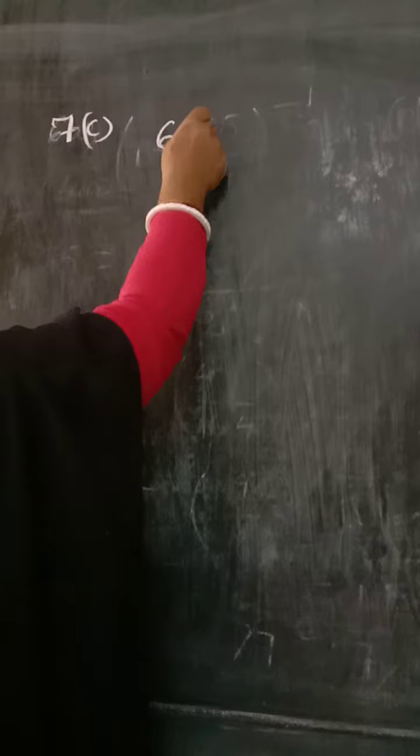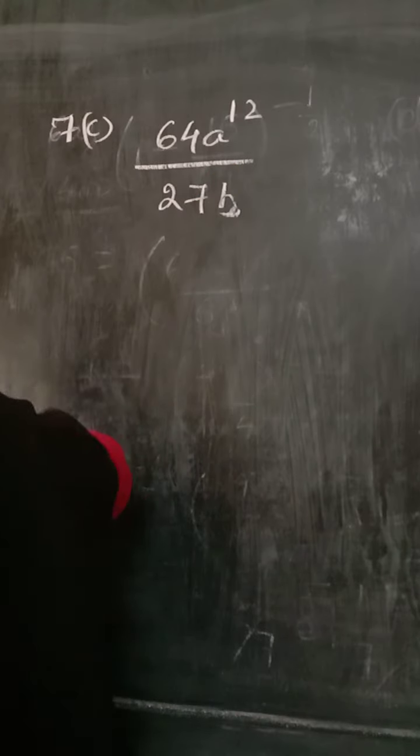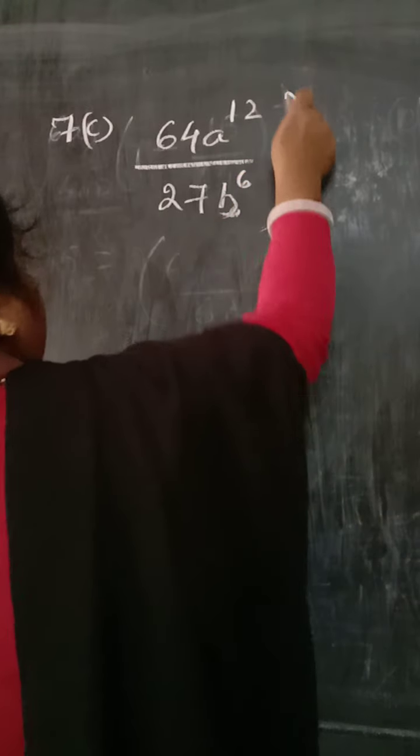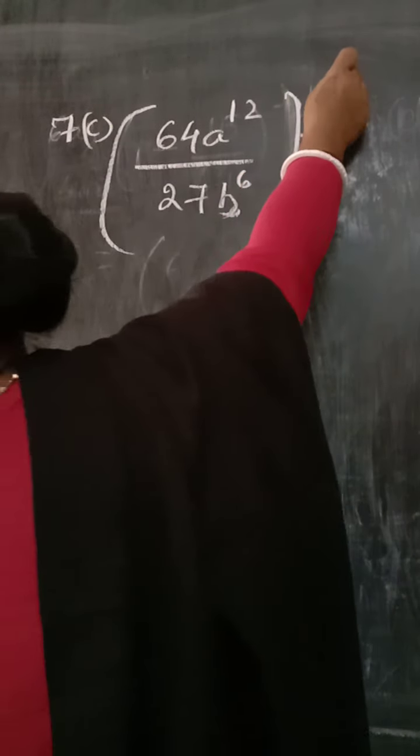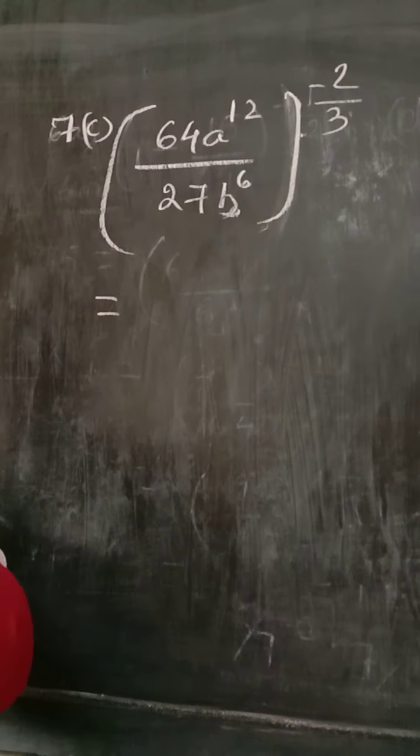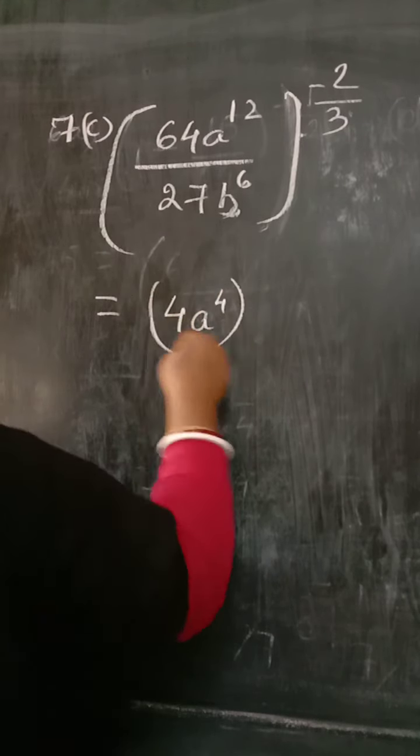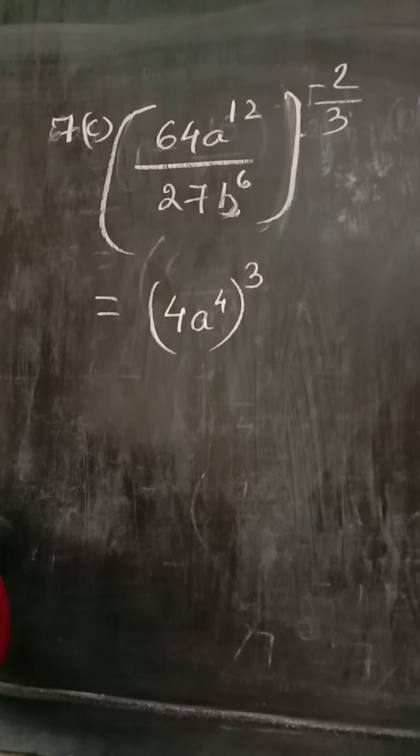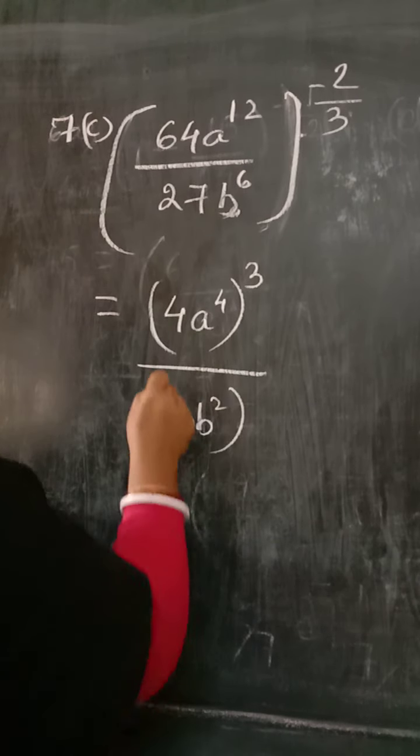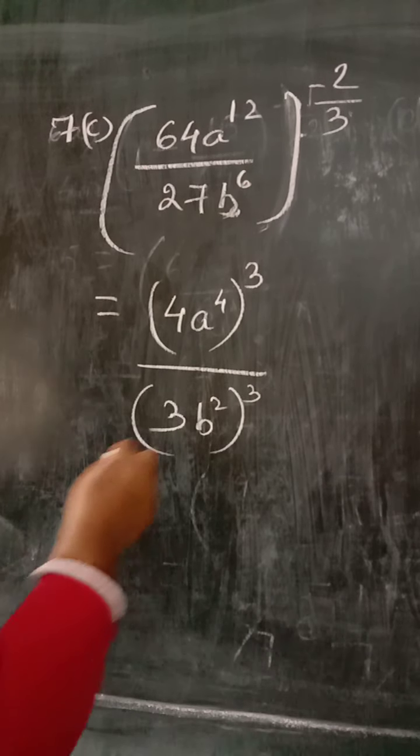It is 64 a to the power 12 divided by 27 b to the power 6, whole to the power minus 2 by 3. Now I have to break it as a denominator 3. So 4 cubed gives you 64 and a to the power 4, if we cube it, it will be a to the power 12. Now 3 cubed gives you 27 and b squared whole cubed will be giving you 27 b to the power 6.